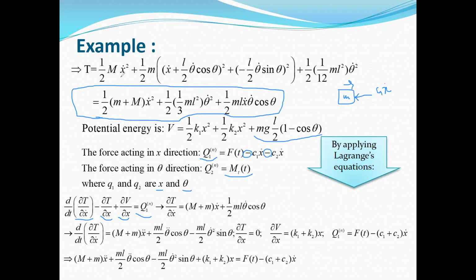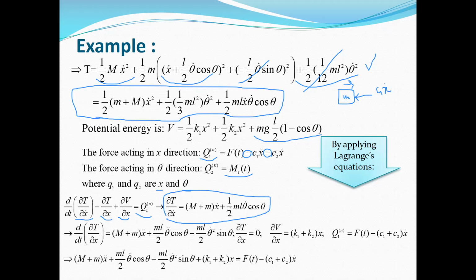The partial of T with respect to x dot we will calculate from here. This term does not have x dot, so the derivative is 0. Here in this term we don't have x dot, and only in this term, the second one and the first one, we have x dot. You can calculate the derivative of this term with respect to x dot, which is (M plus m) x dot plus half times m l theta dot cosine theta. This term is the partial of T with respect to x dot.